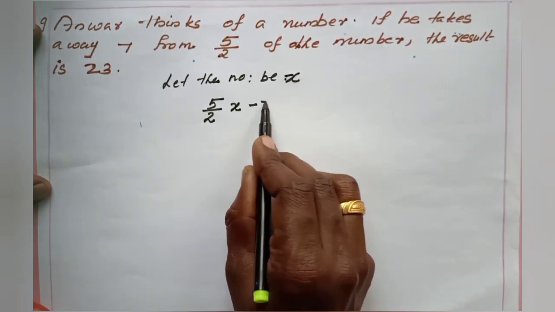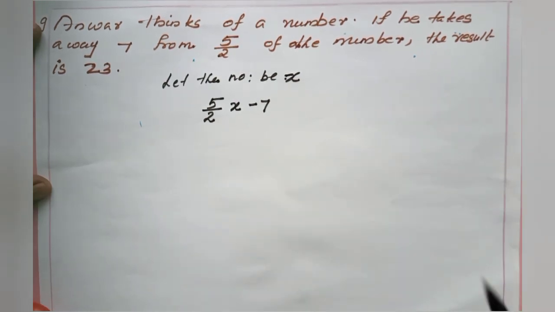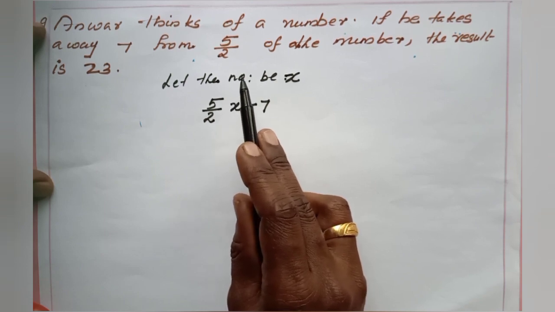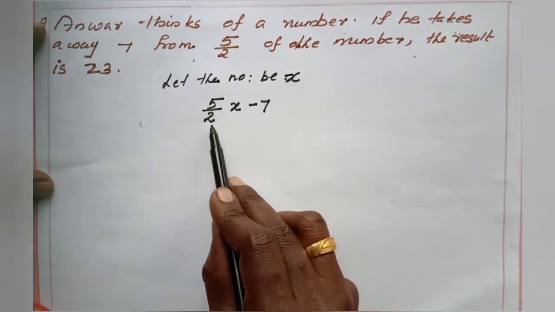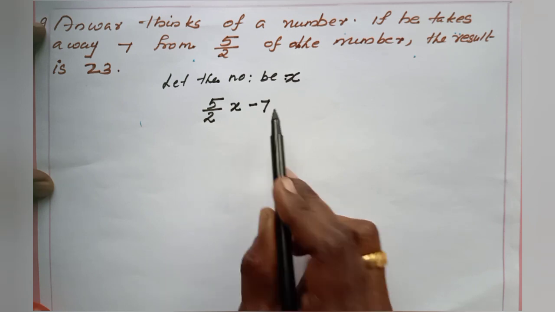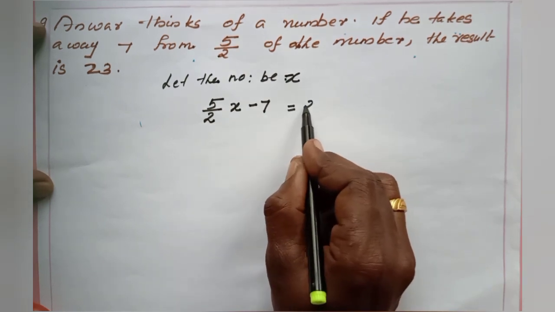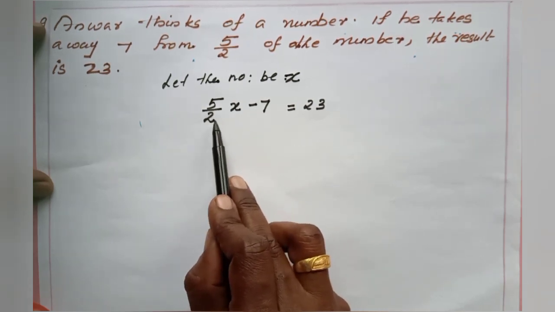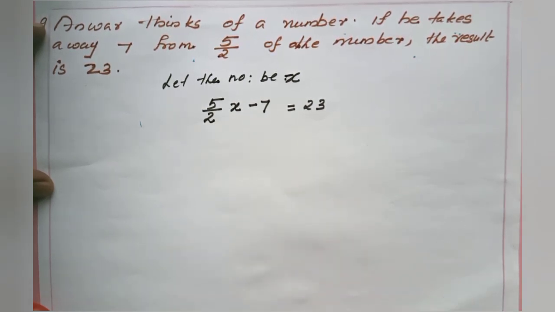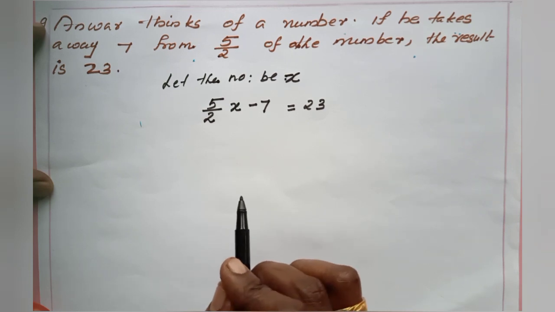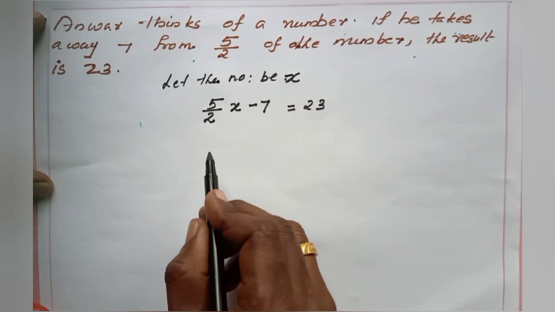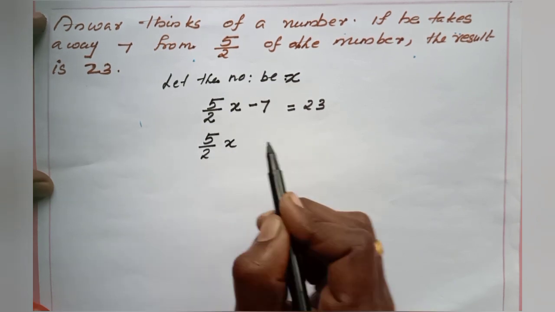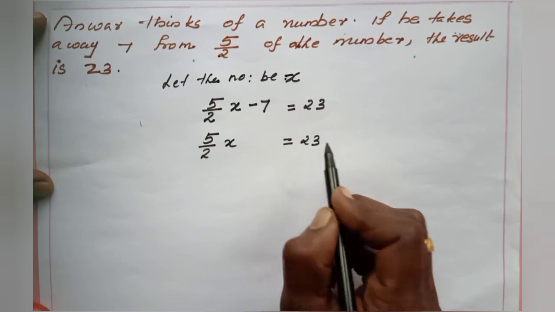Take means subtract. So subtract 7 from 5 by 2 of the number: 5 by 2 x minus 7 equals the result, 23. So the equation is 5 by 2 x minus 7 equals 23. Then solving, Anwar thinks the number x. 5 by 2 x equals 23 is here.